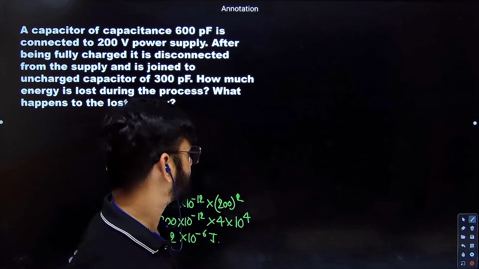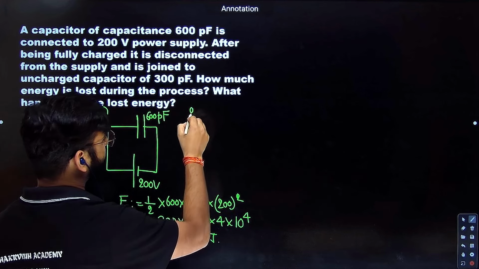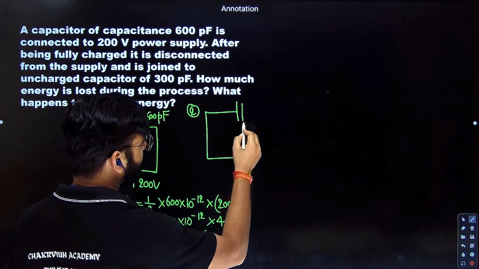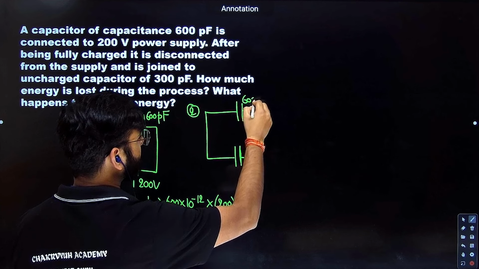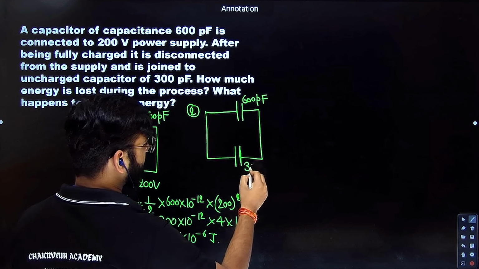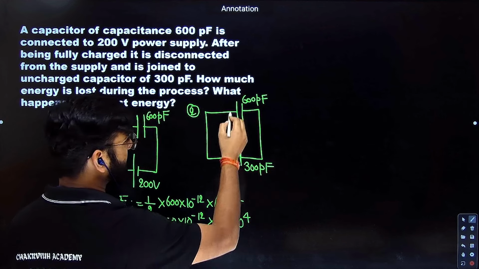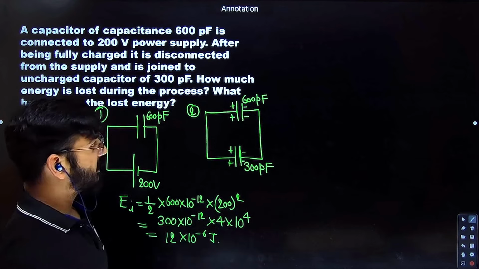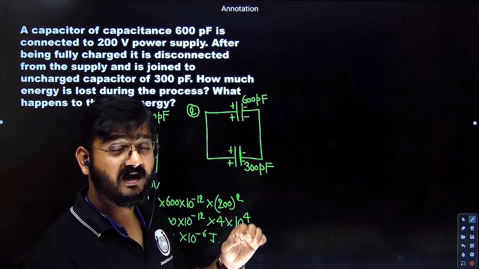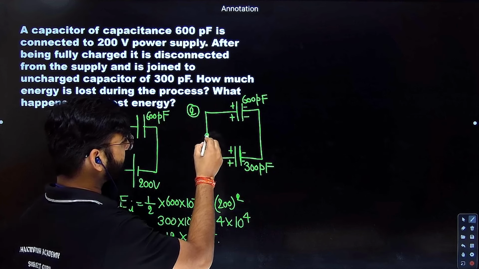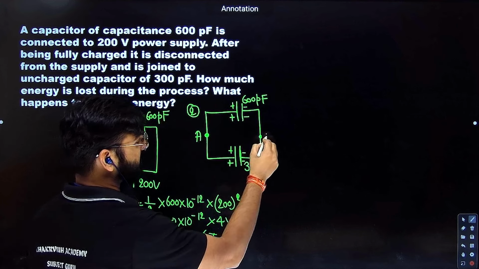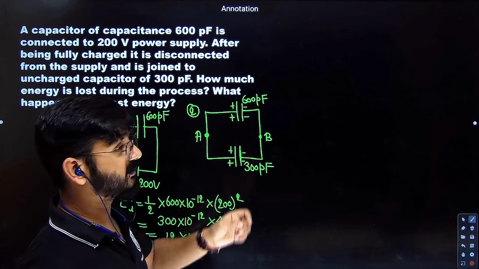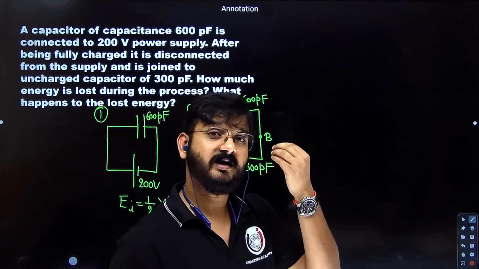Now the moment I remove the battery, right? This is our first situation. This is second. So in the second, what I am doing, I am connecting a 300 picofarad. Correct. So this is 600 picofarad and this is 300 picofarad. So this is plus, this is plus, this is minus, this is minus. Now what will happen? The first question, series or parallel? Answer is parallel. Simple method. If I make a point A here, if I mark a point B here, this positive and this positive have the same terminal, this negative and this negative have the same terminal. Two capacitors between the same terminals are parallel.